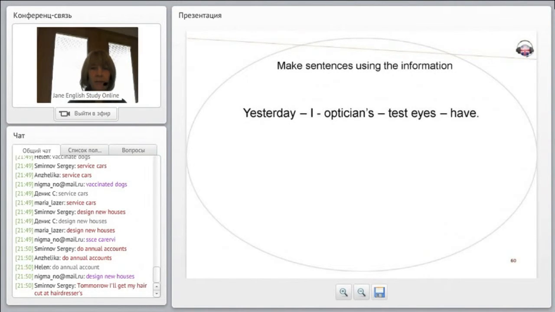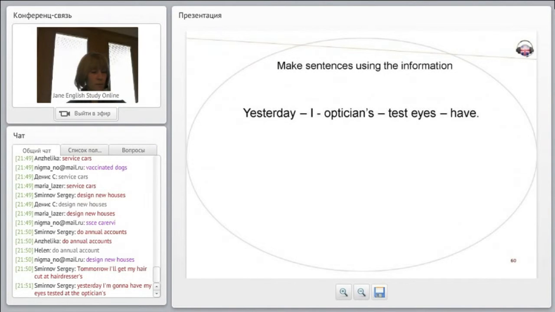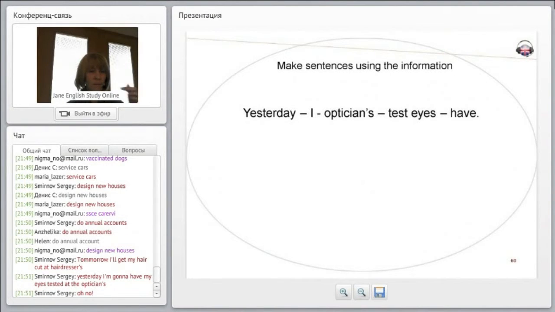Try another one. Yesterday, just do something similar to the first example. Yesterday, I something, opticians, test, eyes, have. What sentence would you create with these words? Yesterday, I'm going to have my eyes tested at the optician. Go ahead and correct if you see a mistake. These are a little bit harder. See if you can come up with a couple of practice sentences.